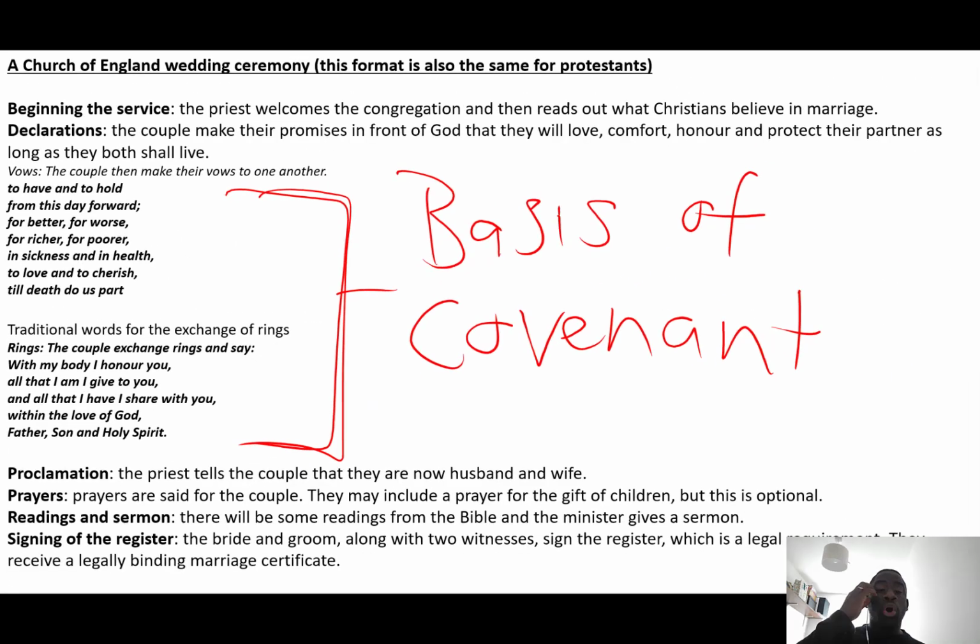Now, from what you know about the Old Covenant and the New Covenant, the Old Testament and the New Testament, covenants are to be taken incredibly, incredibly seriously. They are not trivial and they are not to be played with. They are to be understood, because there is weight on the covenant, because the covenant always involves God.